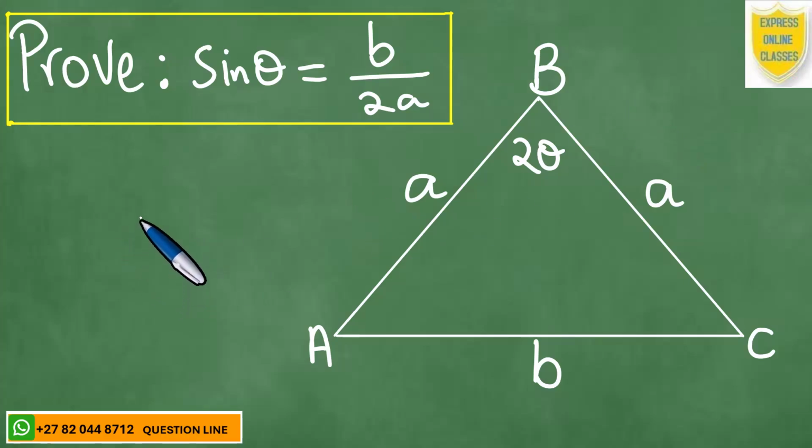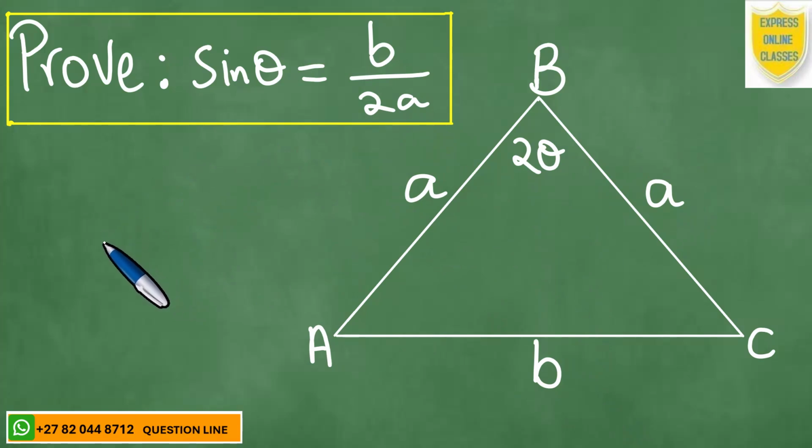In this lesson, we shall prove that the sine of theta equals b divided by 2a. We've been given an isosceles triangle with two adjacent sides equal to each other. The angle B is 2 theta. The length of each of these sides is exactly a units long, and the side opposite the angle 2 theta is exactly b units long.